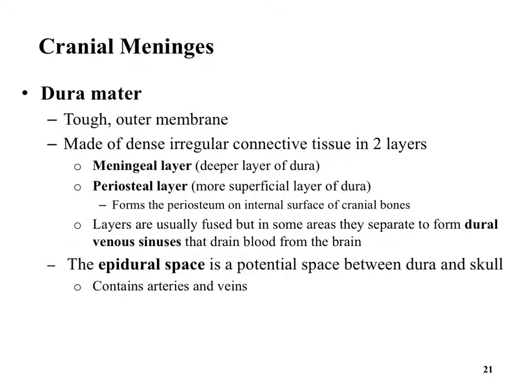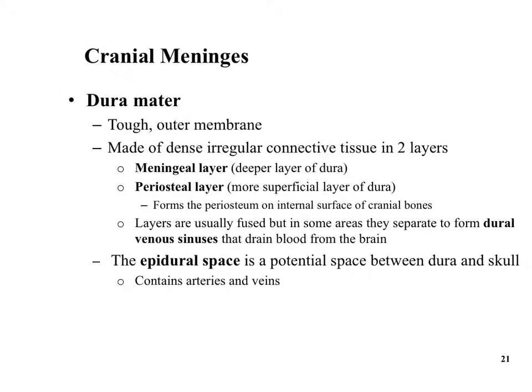Okay? And your dura mater is the tough outer membrane. There are two layers to the dura mater. One is actually attached to the bone overlying it. That's the periosteal layer. And the meningeal layer is the deeper layer. So your periosteal layer of the meninges actually forms the periosteum of the inside of the cranial bones. So these three layers, or meninges, are important for protection.